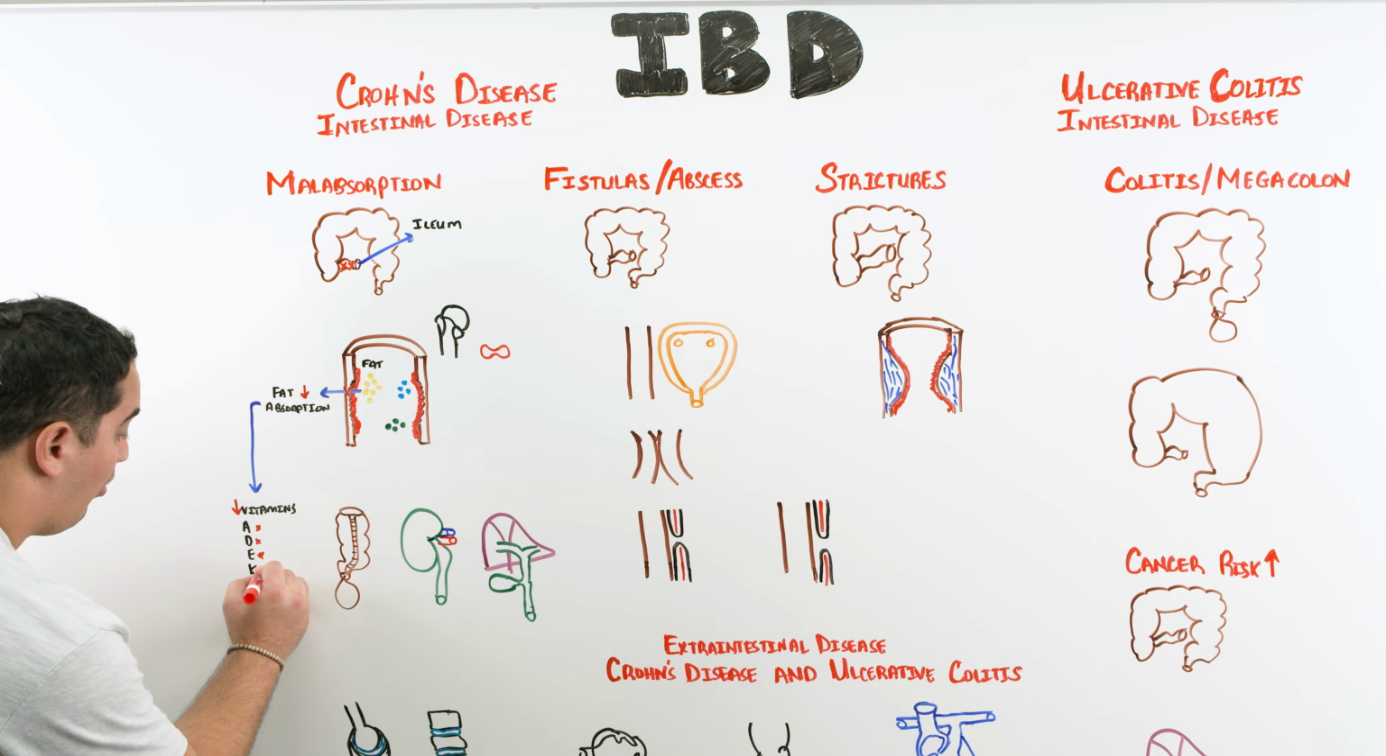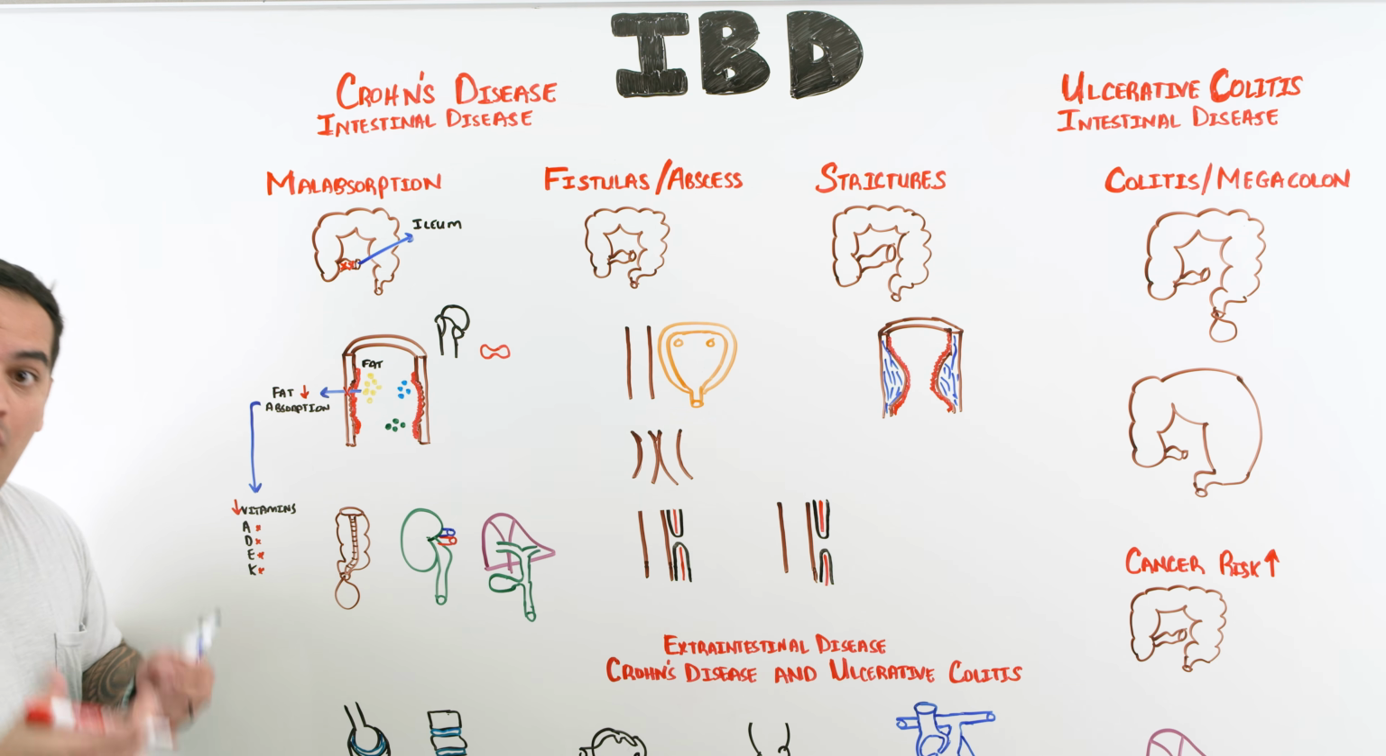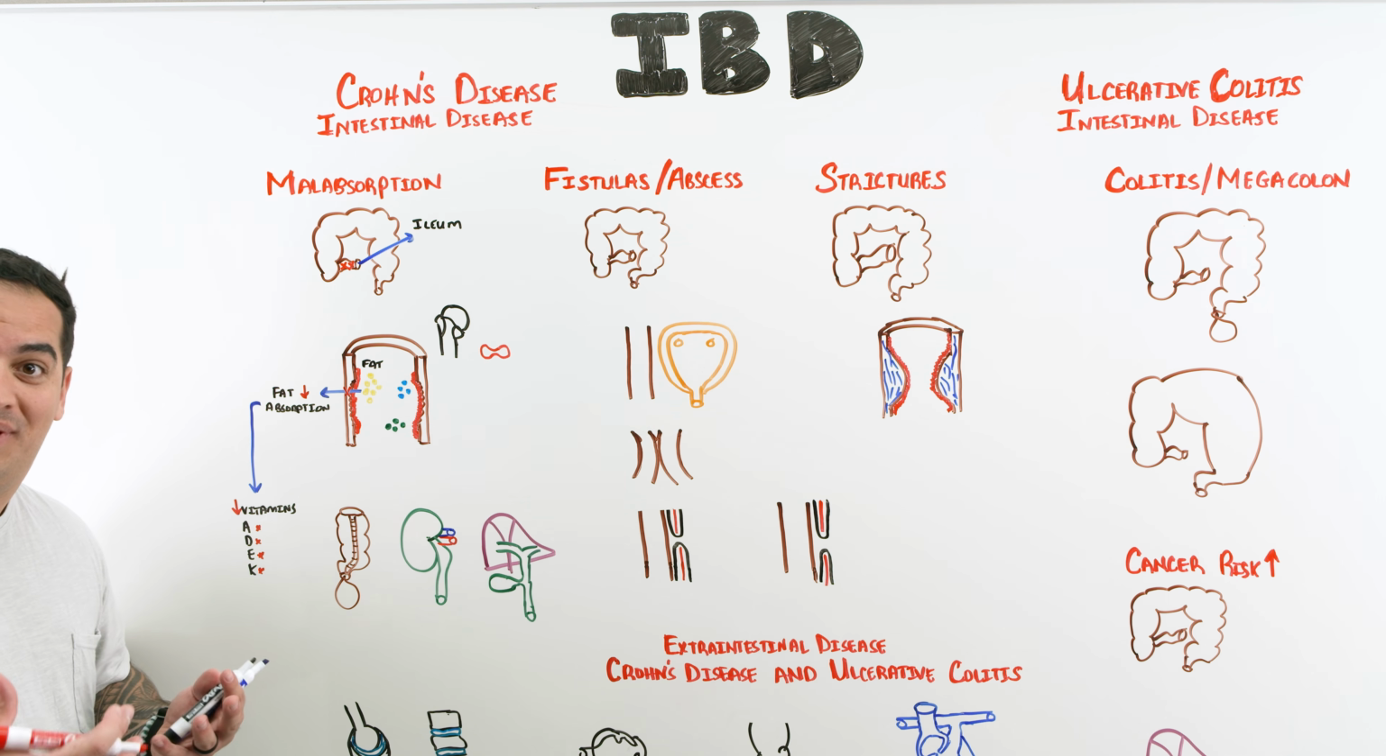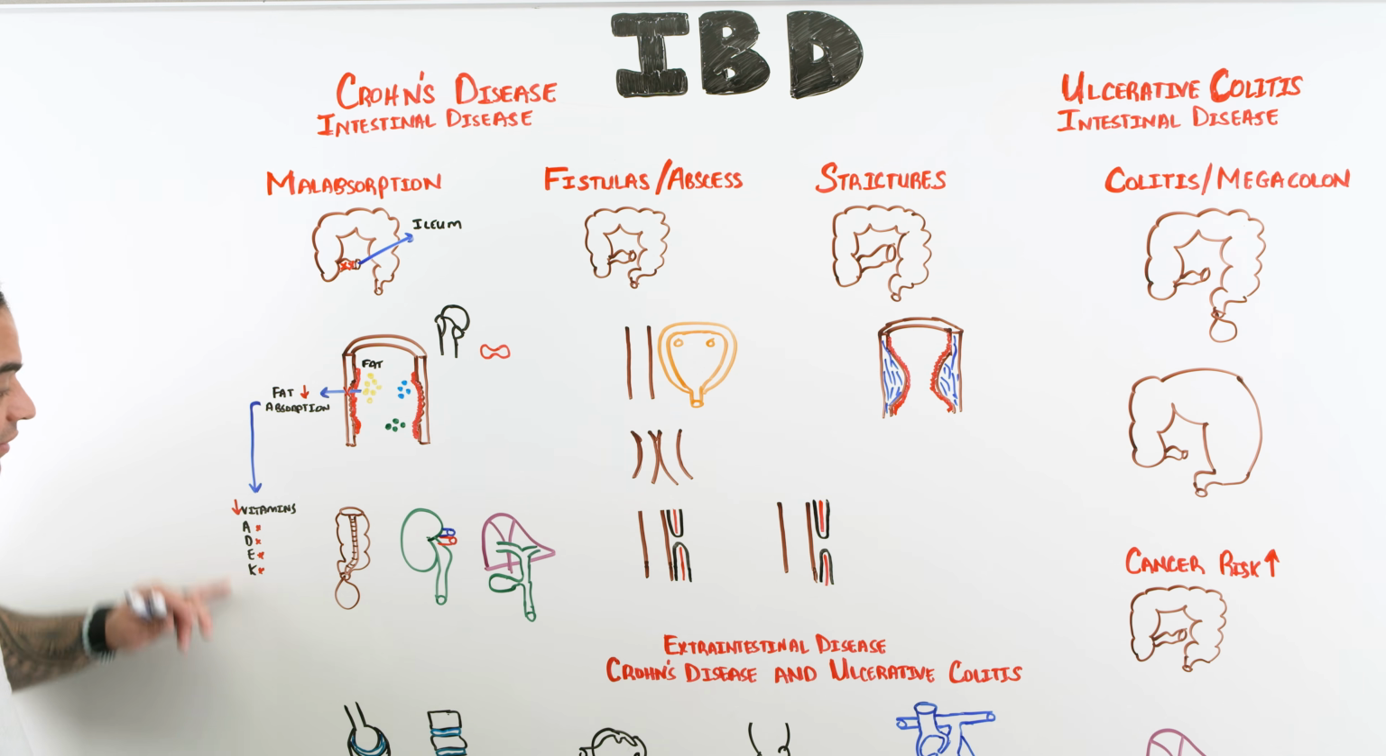And then K, important for bleeding. So it's important to make coagulation proteins from the liver. And if you don't have K, you don't make those coagulation proteins and the patients bleed. So watch out for fat-soluble vitamin deficiencies.